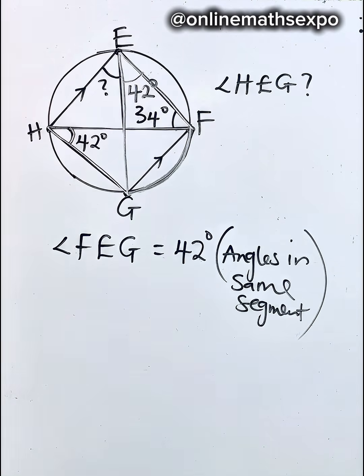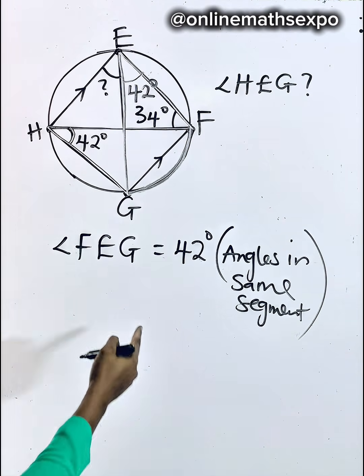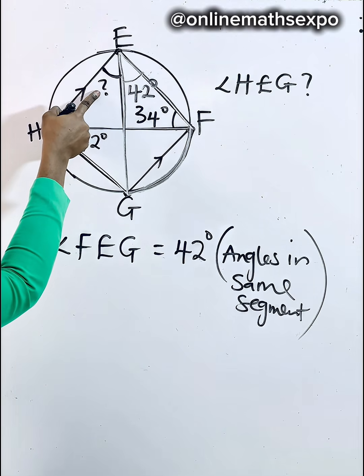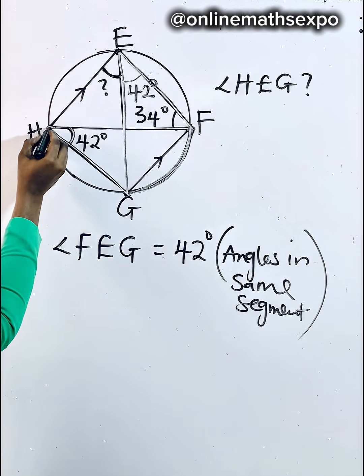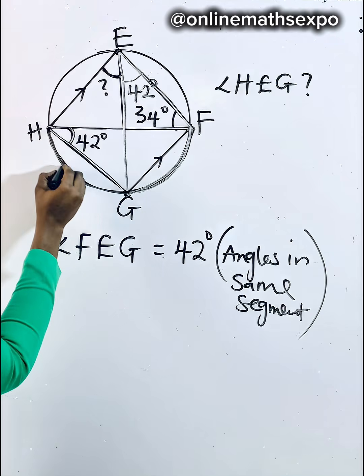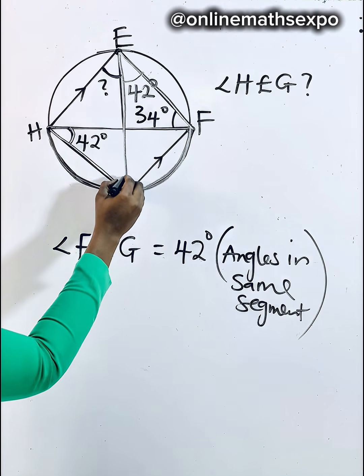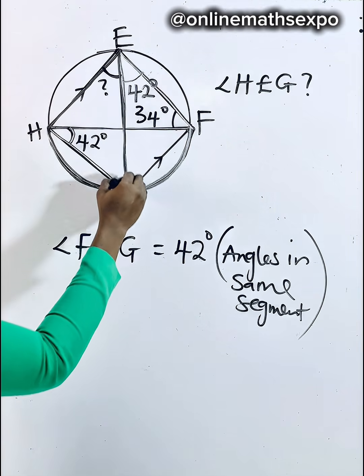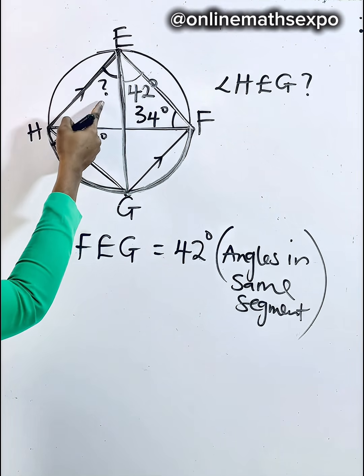Now, what other information do we need? Remember, the question is asking us to find this. Is it possible for us to find, if you watch, you also see it is this arc HG. Did you see? This arc is what makes this angle at the circle. Just follow the arc. Did you see? The arc here makes this angle we are looking for at the circumference.